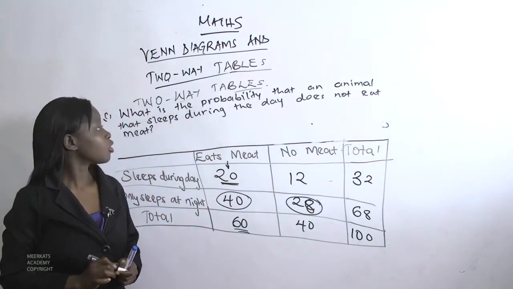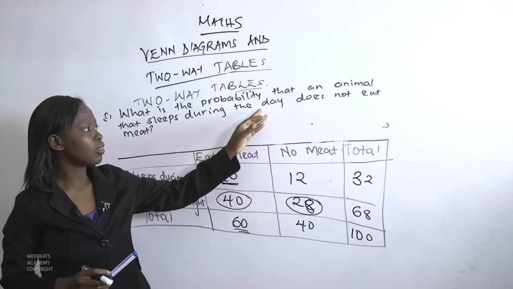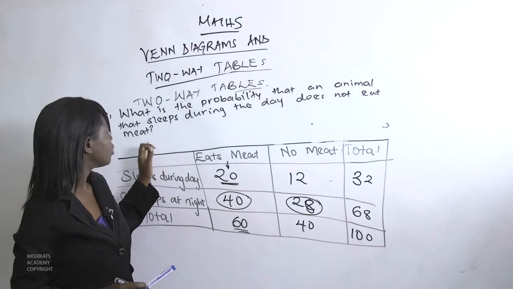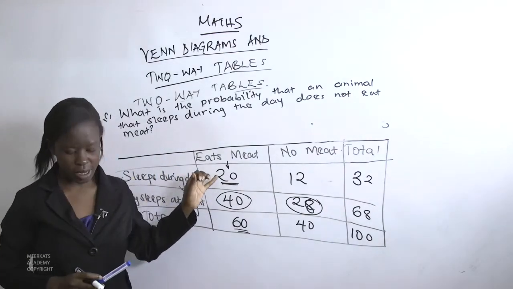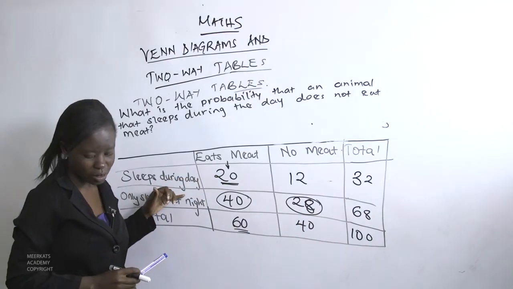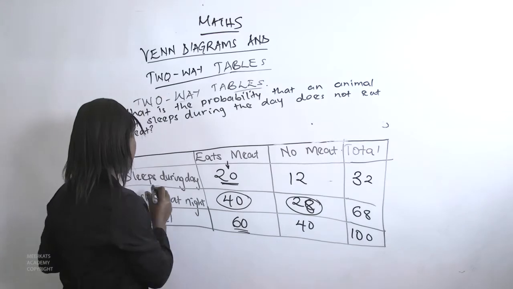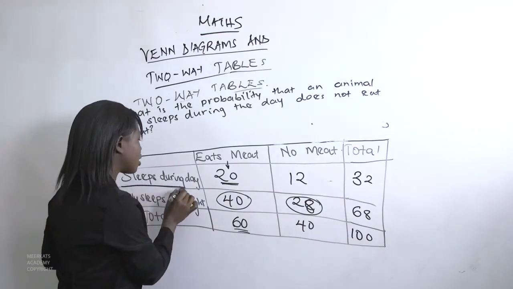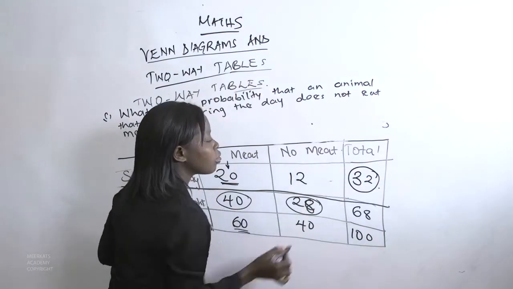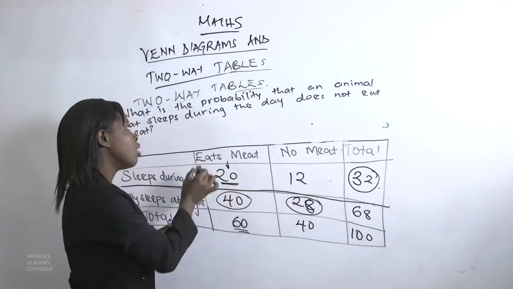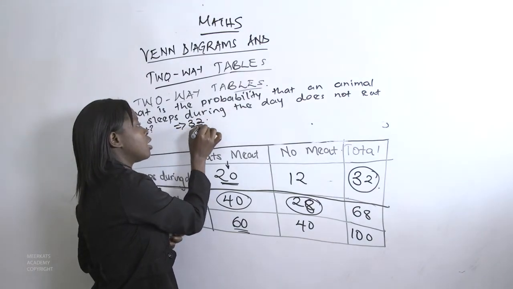So the next question, what is the probability that an animal that sleeps during the day does not eat meat? So we have animals that sleep during the day. We find out the total number of animals that sleep during the day. In total, we have 32 animals that sleep during the day. So the total of animals that sleep during the day in this zoo is 32.